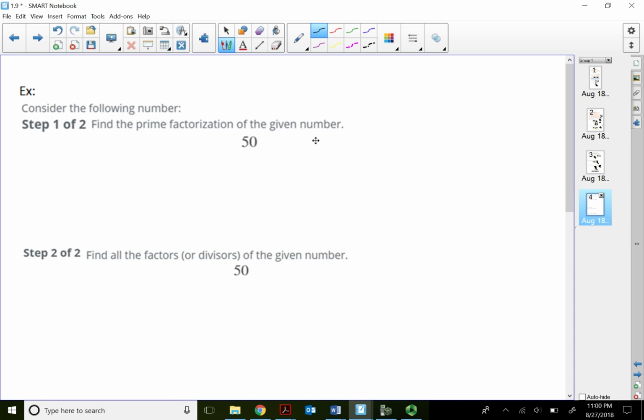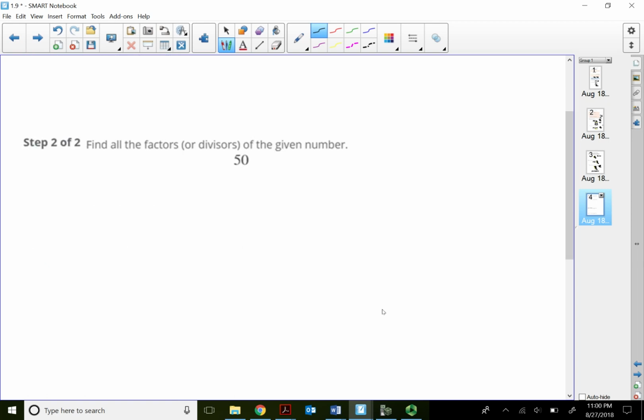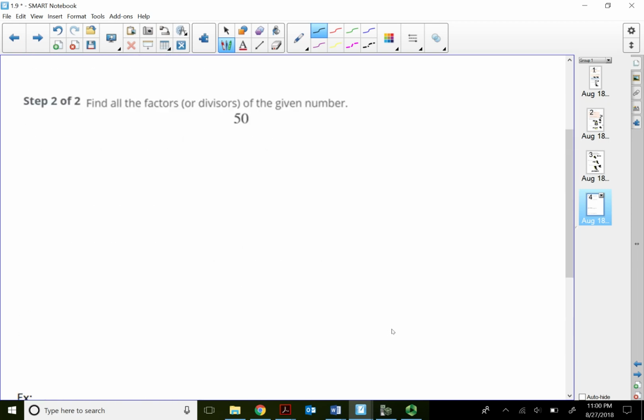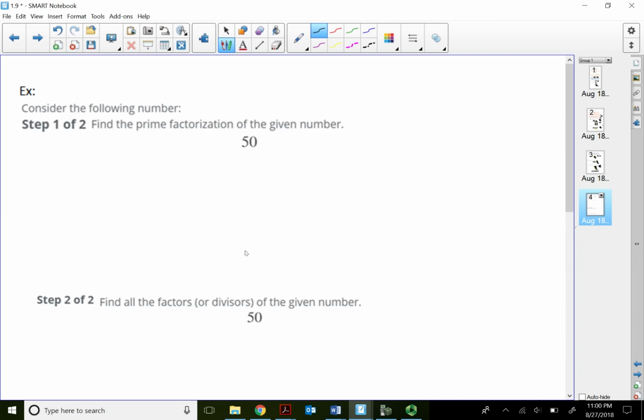Find the prime factorization and find all the factors. We'll do 2 of these. So let's break down 50. Some students are quicker than others, which is fine. Some students say, well, Mr. Chen, 50 is already 5 times 10. 5 is a prime, 10 is not. Then 10 can continue to break down as 5 times 2, which is true.